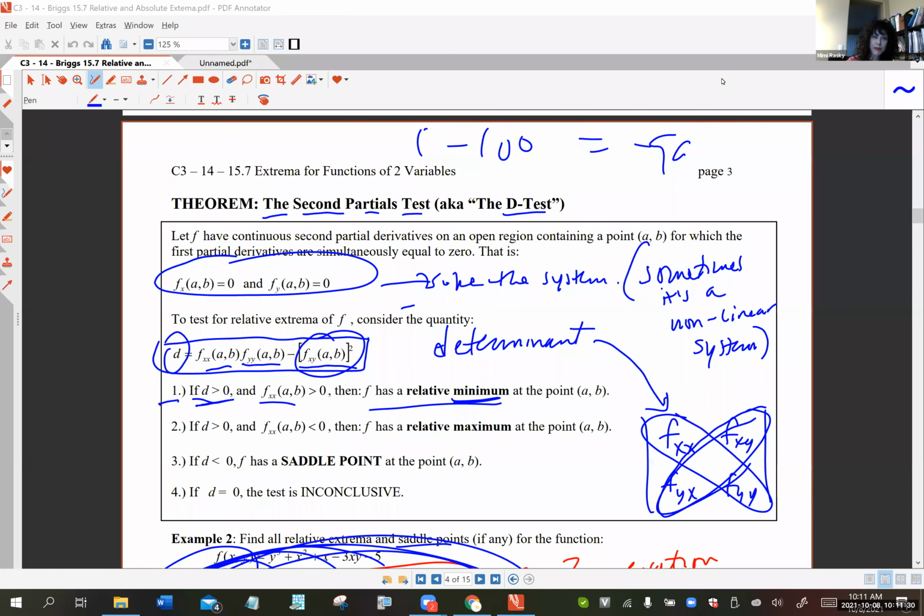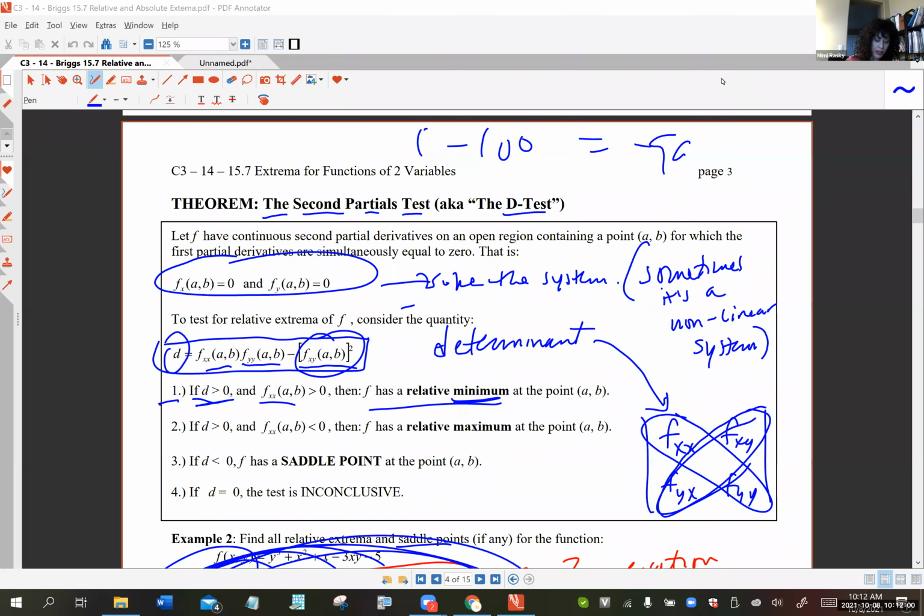Welcome to another fabulous day in Calculus 3, and we're continuing our exploration through relative extrema for functions of two variables. So, quick recap, in order to get extrema for a function of two variables, you have to first set your first partials equal to 0, solve the system, might be linear, might be nonlinear, and then the solution or solutions to that system are known as critical points.